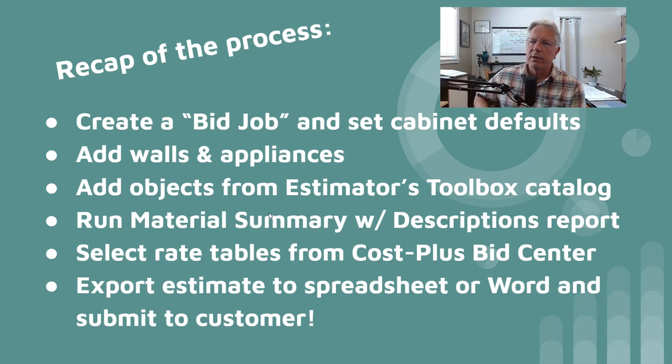So once we have all the cabinets set in the room, then we're going to run the material summary with description report, which is also included in the Cost Plus Bid Center, and make sure that there's no zeros on that report. We want to make sure that anything on that list has a value, a price associated with it. After we have corrected the prices, if any need to be made from the material summary report, then we're going to select the rate tables from the Cost Plus Bid Center for this job that are appropriate for it.